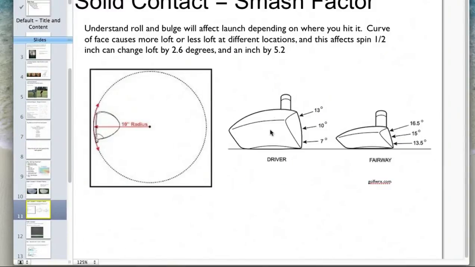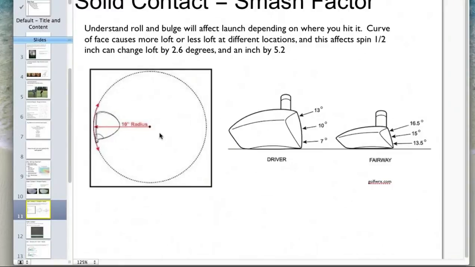Now that's looking at any energy transfer. It's not looking at the actual loft and launch, because those are two of the other key characteristics of this distance. So what you want to understand is that it can actually be more than what those numbers are showing because of roll and bulge, specifically with the driver and the fairway woods and hybrids.